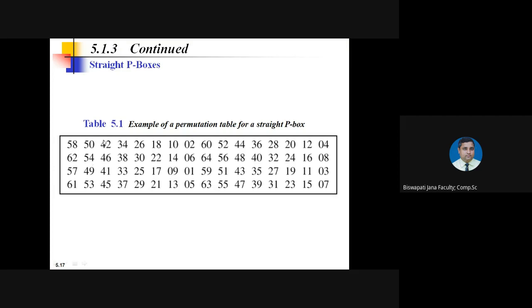Means on the 58th place there is something, considered in the line of 1 to 64. So whatever is on the 58th place comes to the first place. Then whatever is on the 50th place comes to the second place. In this way we can do encryption and decryption using this straight P box.